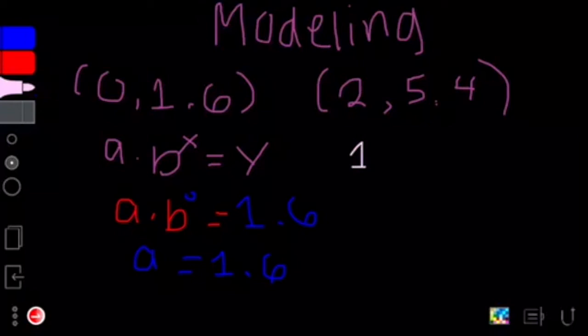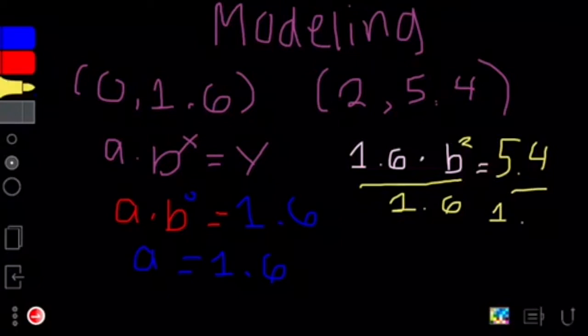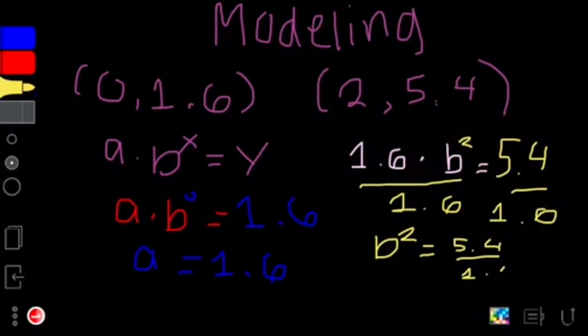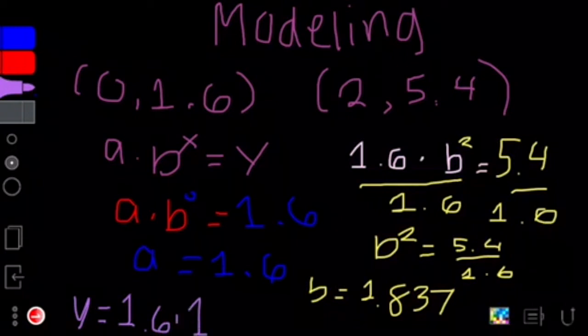So we're going to plug 1.6 back into the equation, and we're going to use the second point we have, and then we're going to use algebra to solve for b. So we're going to divide both sides by 1.6, and then after we divide both sides, we're going to take the square root of that, and then we get b equals 1.837, and now we have our equation. So we can use this equation to solve for other questions in the modeling problem.